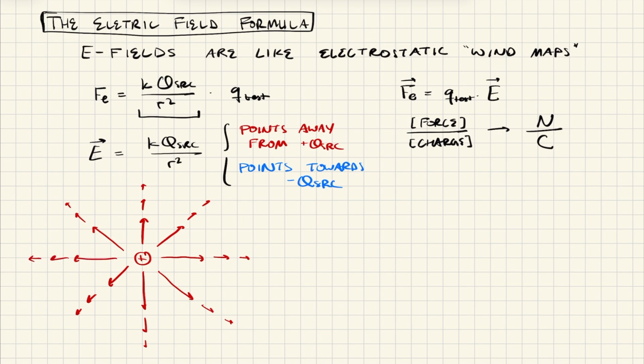And conversely, if we have a negative point charge, okay, we're going to have a strong attractive force for any positive test charges very close by to the source charge. And as we get farther away, this attractive force is going to become weaker quadratically, thanks to that 1 over r squared in the electric field formula.